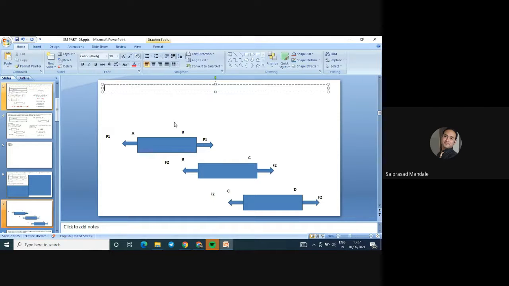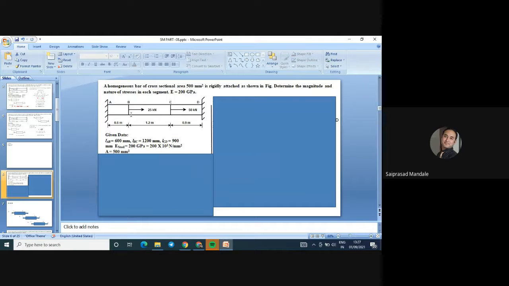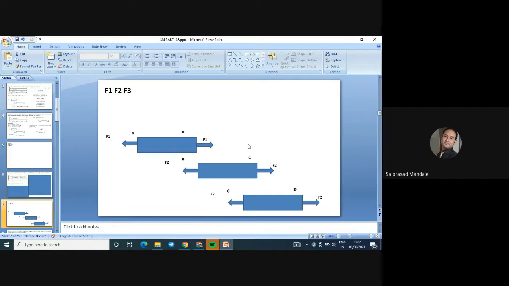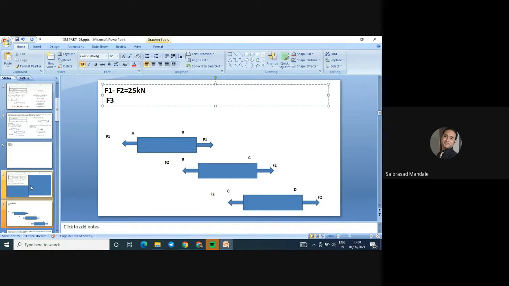Very easy. F1, F2, F3. You got my point? 25 kilonewton, which is moving toward the positive x-axis. So what I'm going to do, positive x-axis means F1 is moving toward the positive axis. So it is F1 minus F2 is equal to 25 kilonewton. First equation. Okay. Second equation.